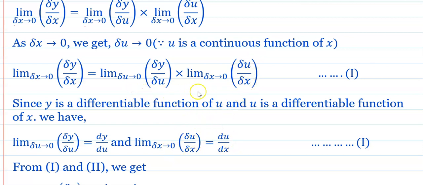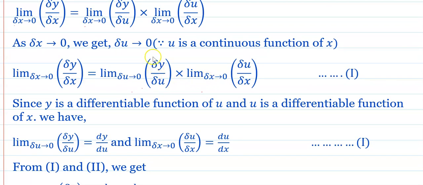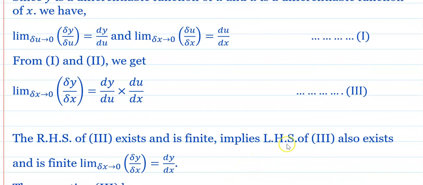म्हणजे काय, limit on the RHS exists and hence limit on LHS also exists. Therefore from 1 and 2 we can write, म्हणजे इथे आपण काय लिहिणार, this is written as dy by du into du by dx. Okay. Now, in this expression, that is RHS of the third exists, it is finite. It implies that the LHS of third also exists. And what is that? It is also finite. Limit delta x tends to 0, delta y by delta x is equal to dy by dx.